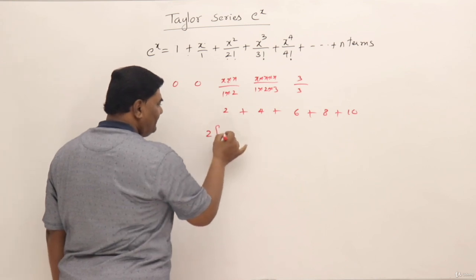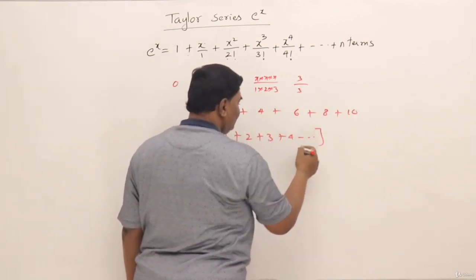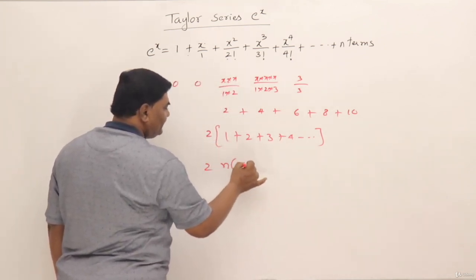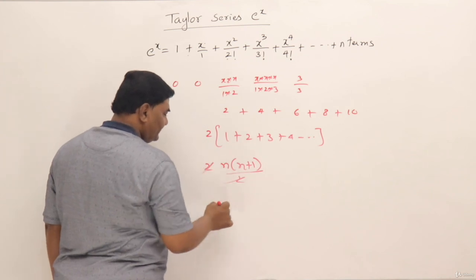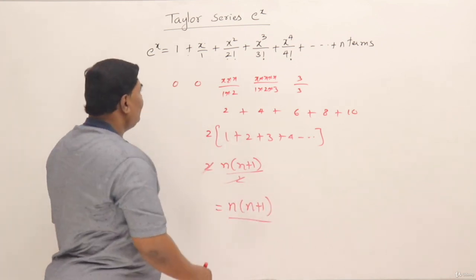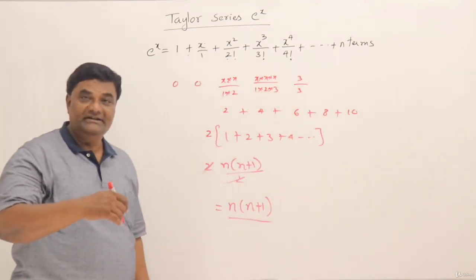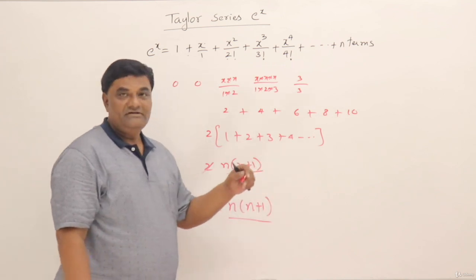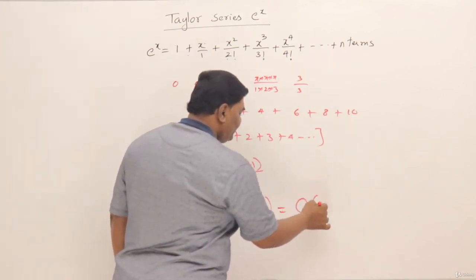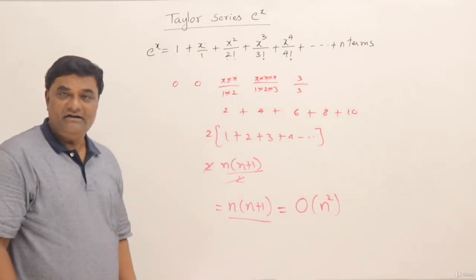So if I take 2 common, this is 1 plus 2 plus 3 plus 4 goes on to n terms. So this is the summation of n terms, n into n plus 1 by 2, and the result is n into n plus 1. So if you are evaluating a Taylor series for n terms, how many multiplications are required in total? N into n plus 1 multiplications are required. So this is nothing but order of n square. So I can say that n square multiplications are required.